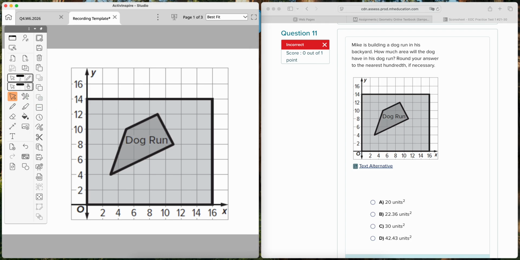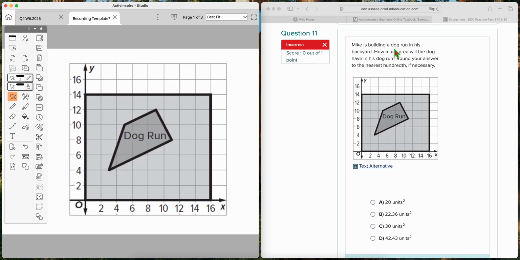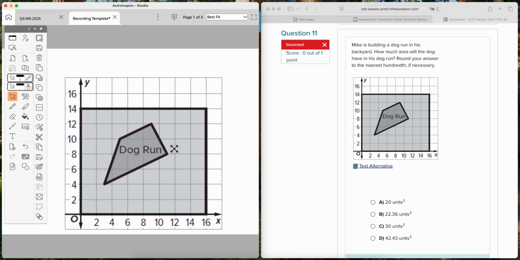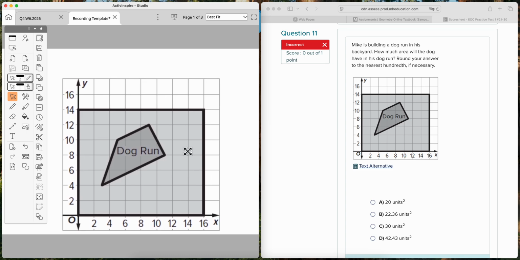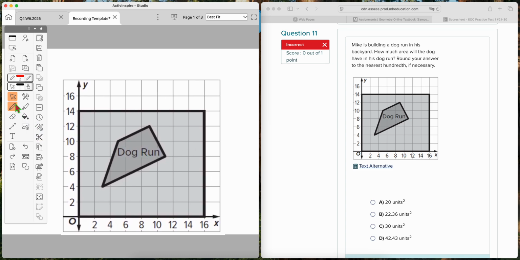Okay, so this shaded region is Mike's backyard, and they're asking you to find the area of the dog run. It's like a section people fence off for their dogs to run around in. Well, it is a trapezoid, so you could slice it into pieces to try to find the area of this trapezoid. I'm going to see if just using the trapezoid area formula will be enough for us.